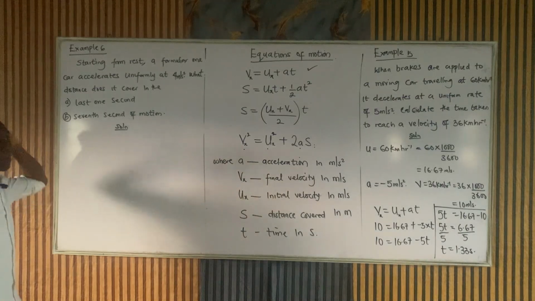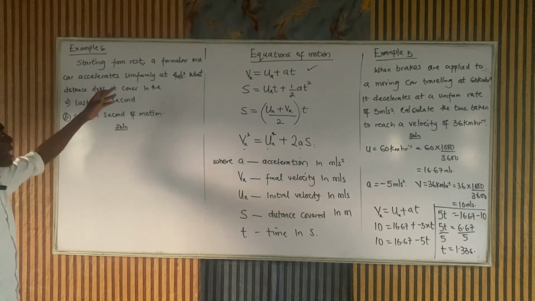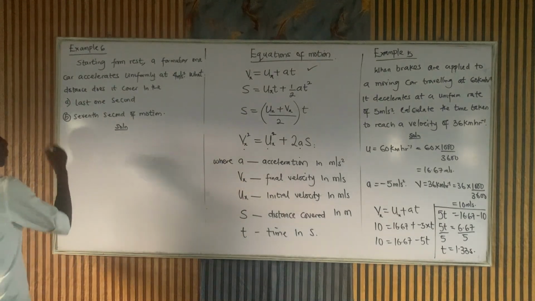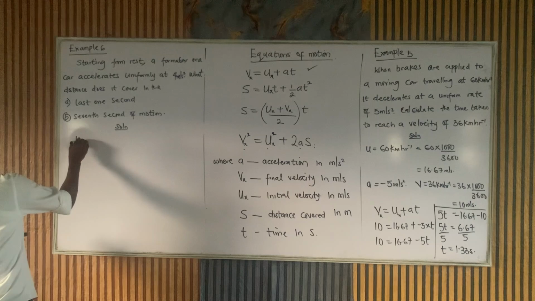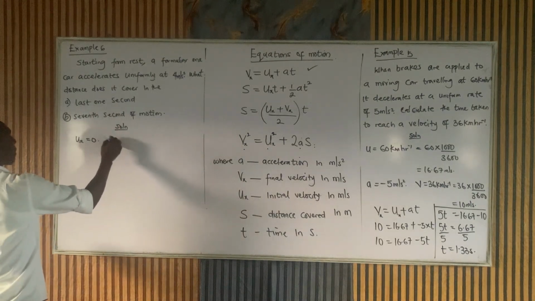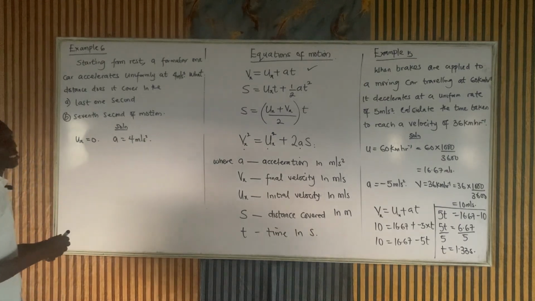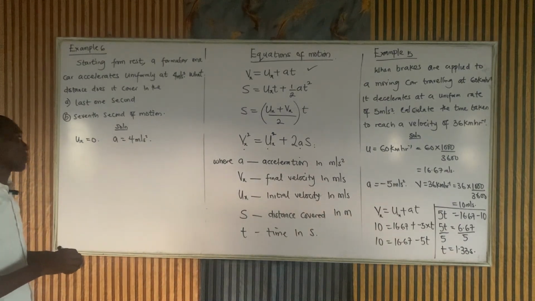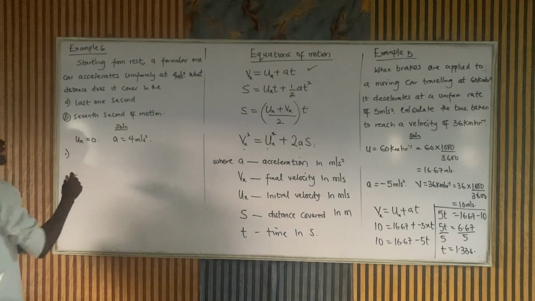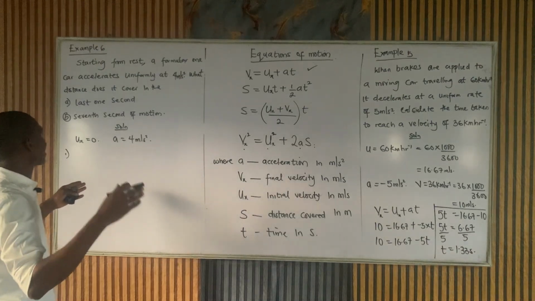Example 6, which happens to be our last example. Starting from rest, a Formula 1 car accelerates uniformly at 4 meters per second squared. Well, since it starts from rest, our U is 0. The acceleration is 4 meters per second squared. Now, what distance does it cover in the last 1 second? Okay, so the last 1 second simply means from the 29th second to the 30th second.